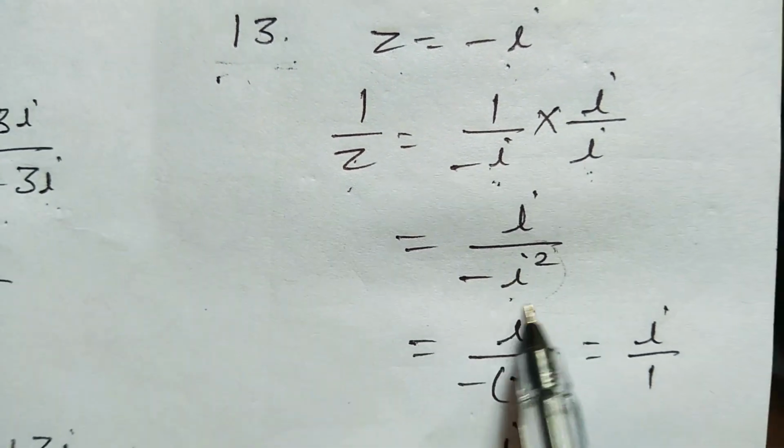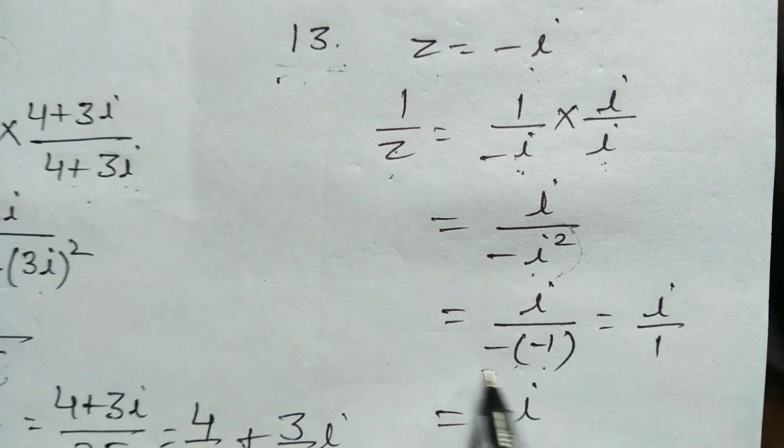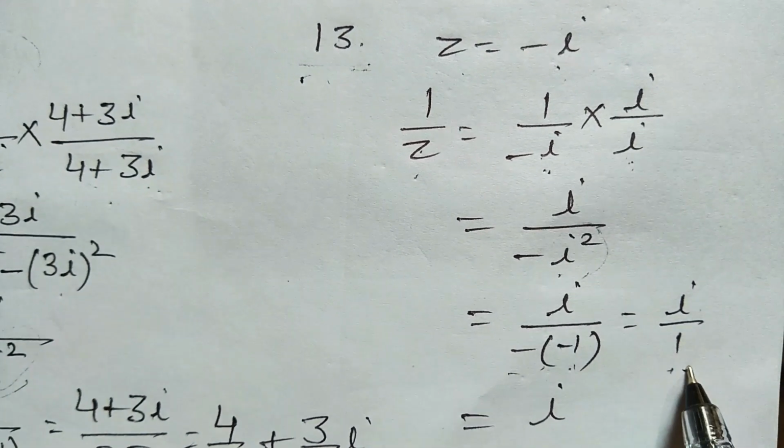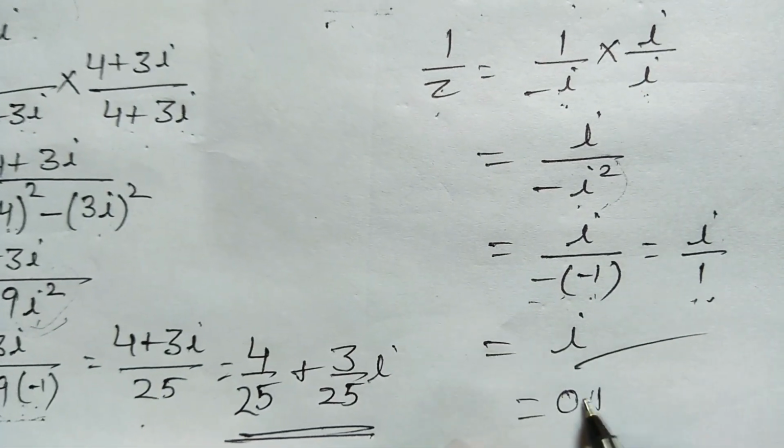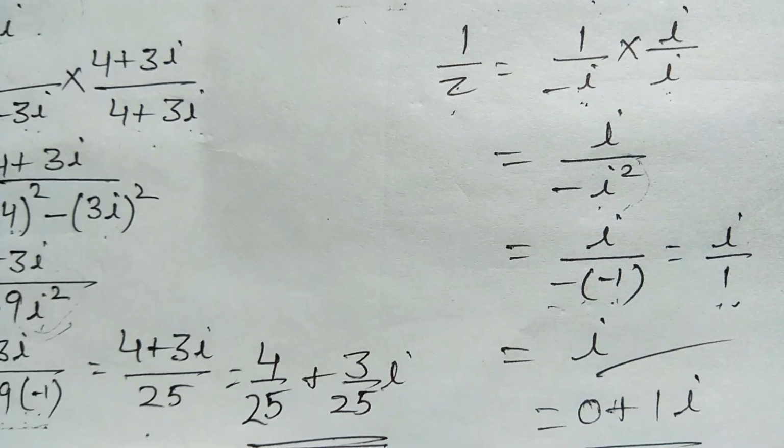We know that iota square is minus 1, so minus into minus is plus. So iota upon 1 is iota. This is the answer, and we can write it in the form of a complex number. Okay. Now question number 14.